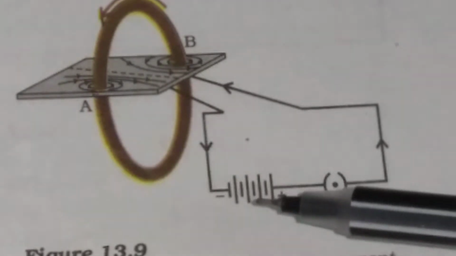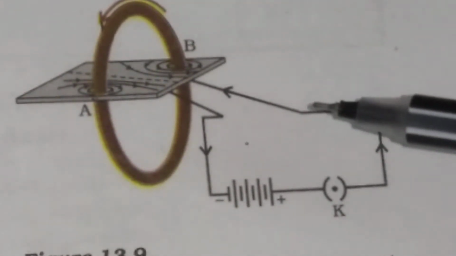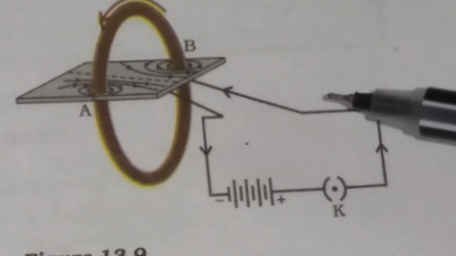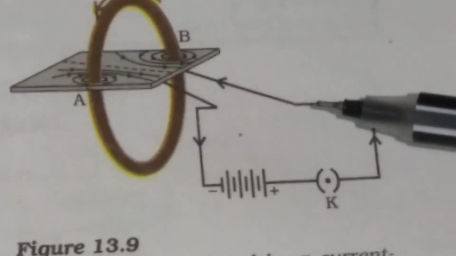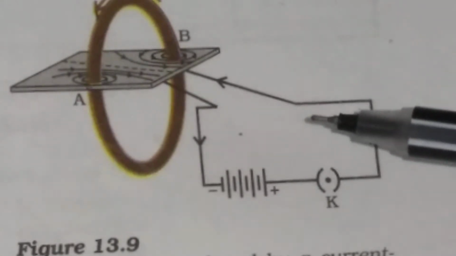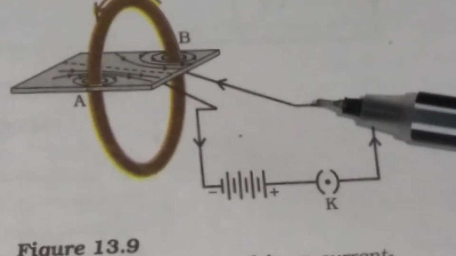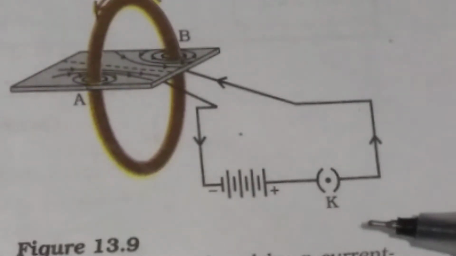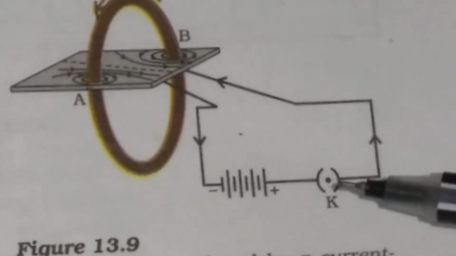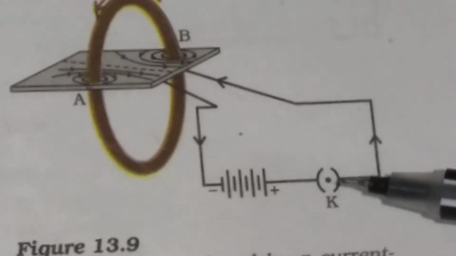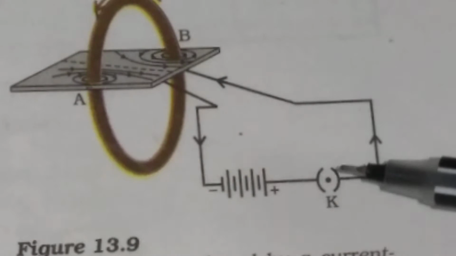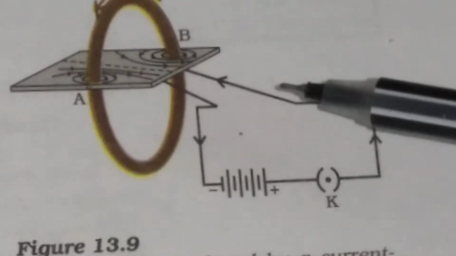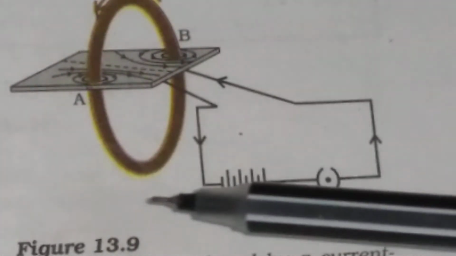The circuit is connected to a rheostat. Here there is no rheostat. You have done no rheostat in the figure in the NCERT book. There is no rheostat, but you have to connect here a rheostat in series. Okay, you have to also connect a key in series. This is the key in series. So you connect a battery, a key, and a rheostat in series to the circular coil.